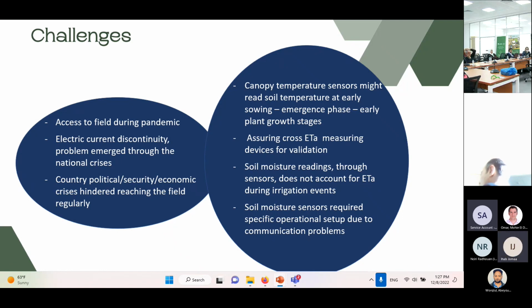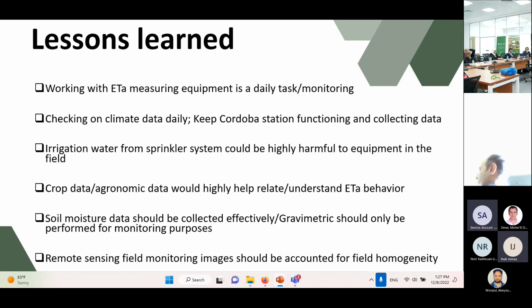Soil moisture reading through sensors doesn't account for ETA during irrigation events, and soil moisture sensors require a specific operational setup due to communication in Lebanon. So we had the problem of manually checking the soil moisture sensors all the time, instead of having the data sent to a website as with the weather stations.